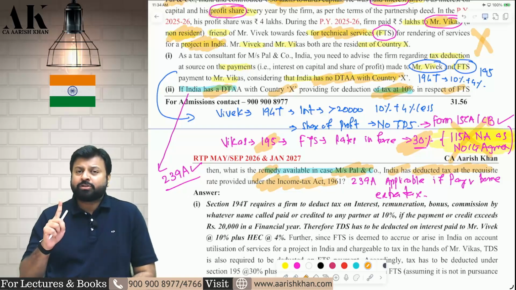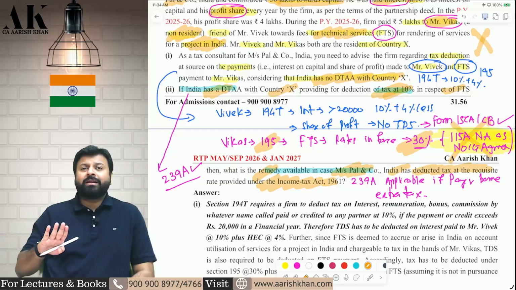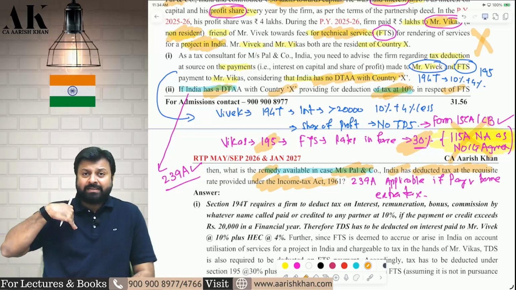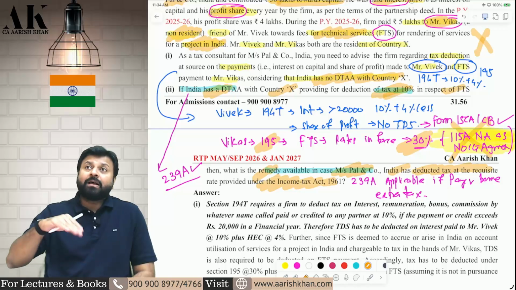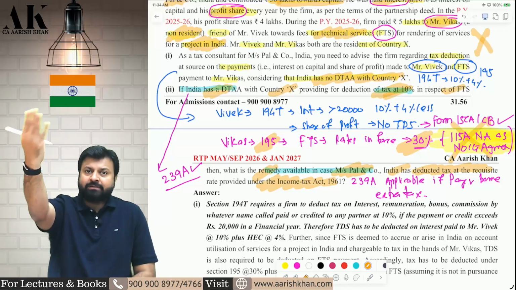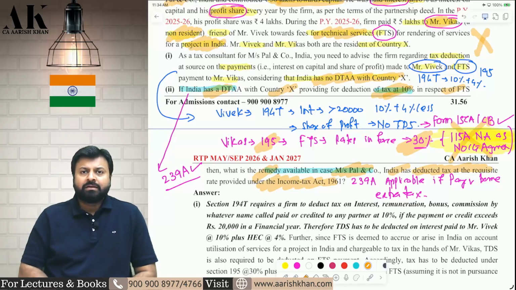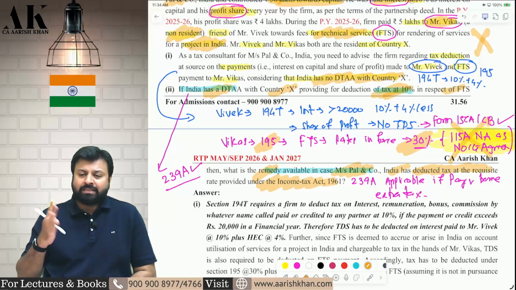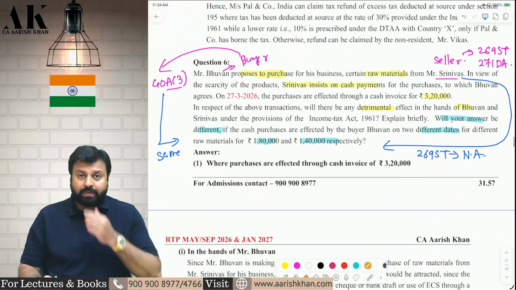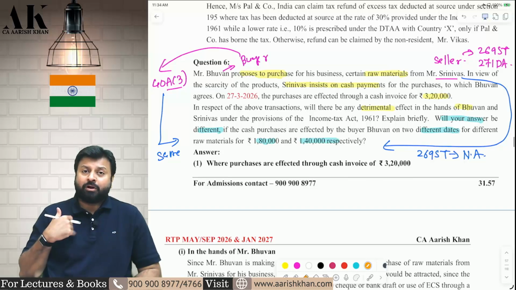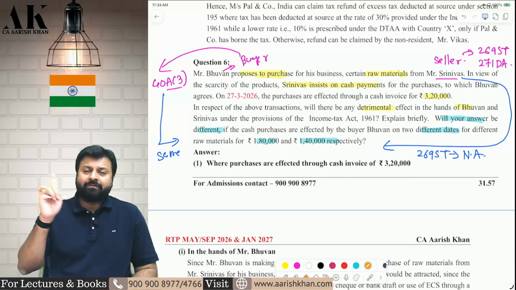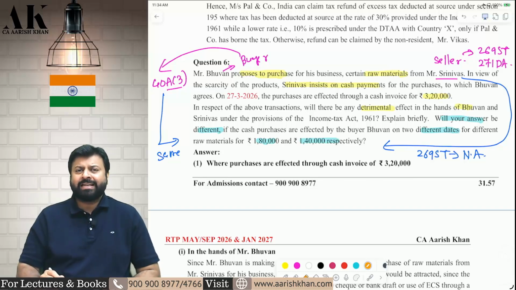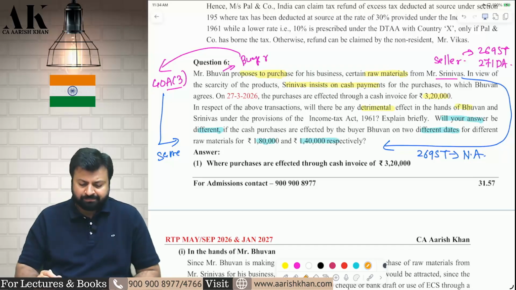But this remedy is only available to Mrs. Pal and Company. See, very simple. If Mrs. Pal and Company has borne the tax, then Mrs. Pal and Company deserves to get the refund. If the tax is borne by Mr. Vikas, then Mr. Vikas deserves to get the refund. So Mrs. Pal and Company will get remedy only if Mrs. Pal and Company has borne the tax. Otherwise, Mrs. Pal and Company will not get the remedy. I hope it is clear to all of you. This 239A is applicable only if the tax is borne by the payer. Go and check this provision we have done, I think on the last page of the non-resident taxation or second last page, either of the two pages in our color book.